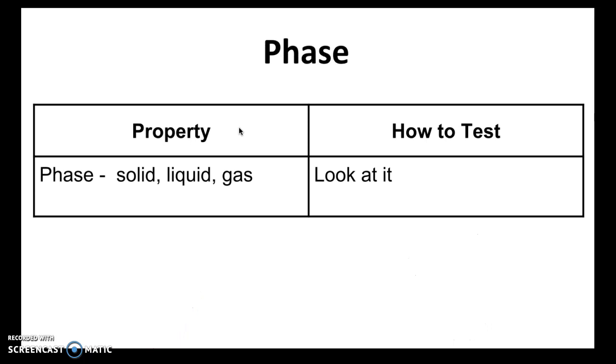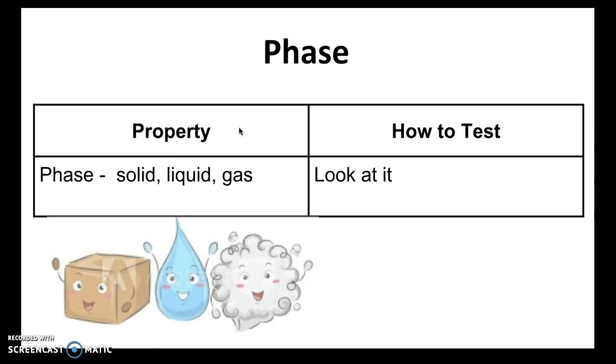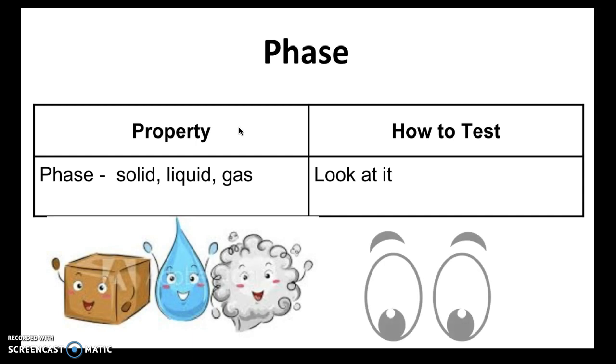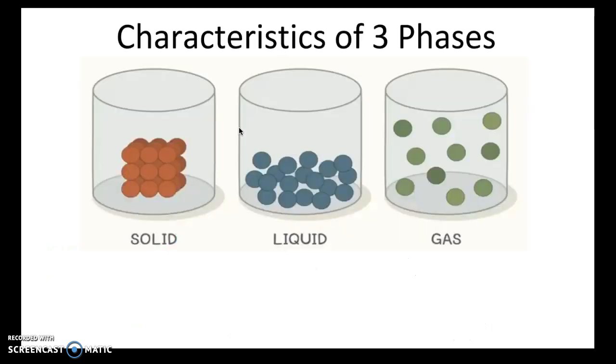For phases, when we say phase, we're talking about solid, liquid, or gas. And again, we can just look at something and tell whether it's a solid, a liquid, or gas. So for example, if you have a cup of water, the water is a liquid, and you can just tell it's liquid. It flows, etc. But the cup that it's in is a solid, and you can tell that it's a solid, right? So before we move on, I just want to quickly note some characteristics of the three phases, solid, liquid, and gases.